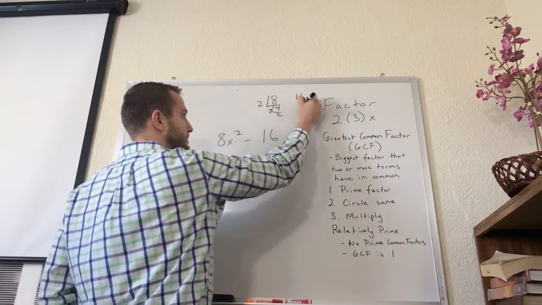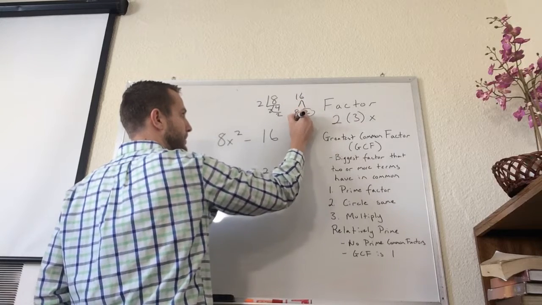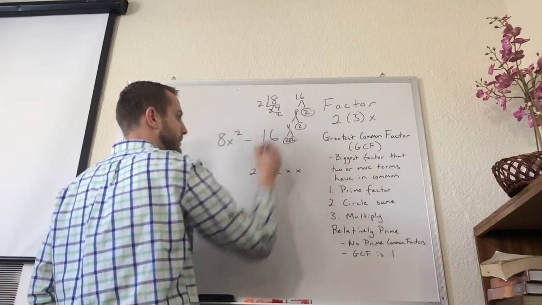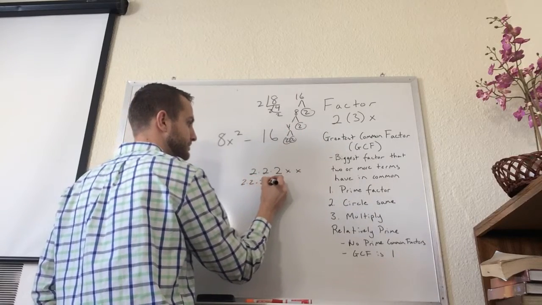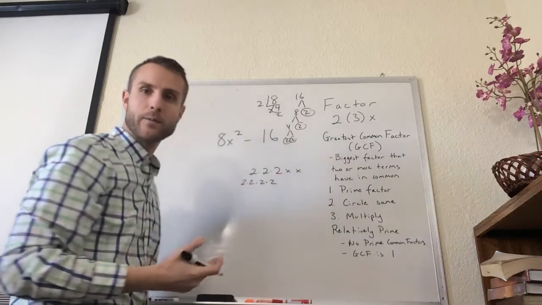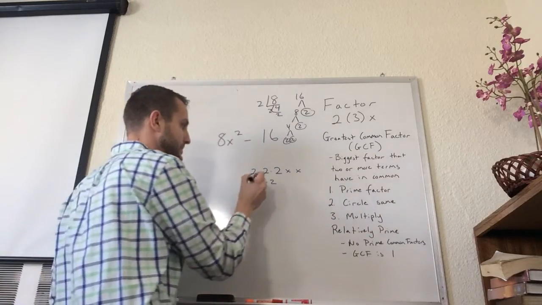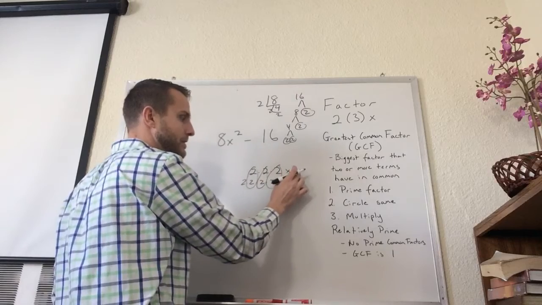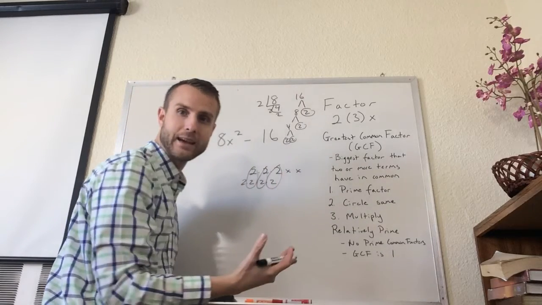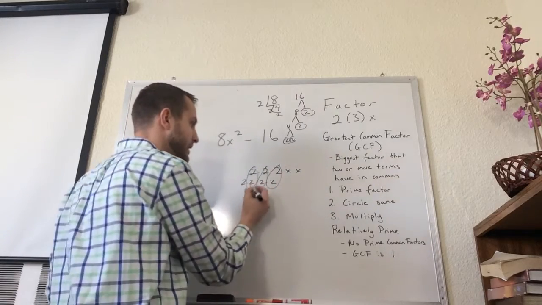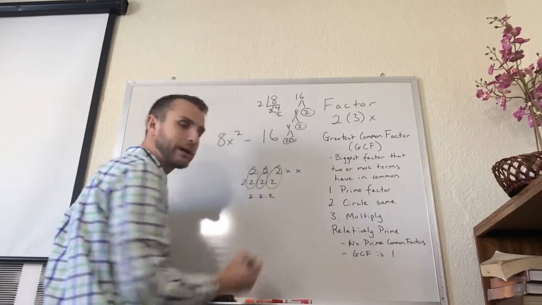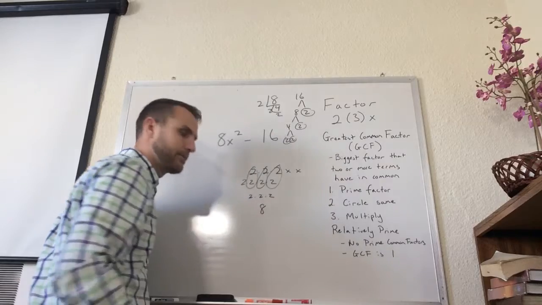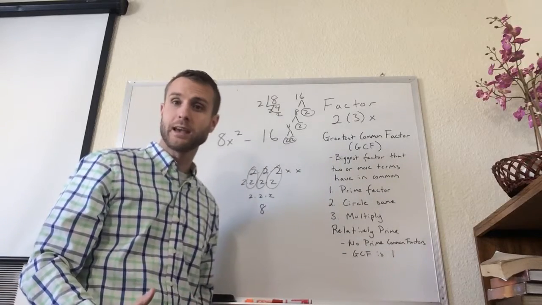16, I'll do the factor tree this time. So I have 4 2's. So now remember, I'm going to circle the ones that are the same. So they have 1, 2, 3 2's the same. Notice even though this one has 2 x's, this one doesn't have any x's, so I cannot circle the x. So I have 1, 2, 3 2's in common. I multiply those together, and I get my greatest common factor, which is 8.